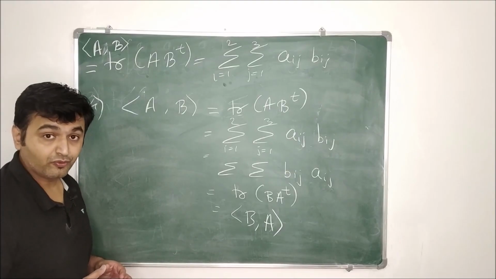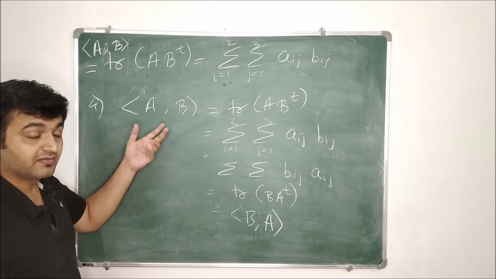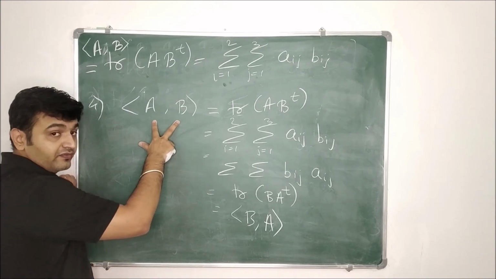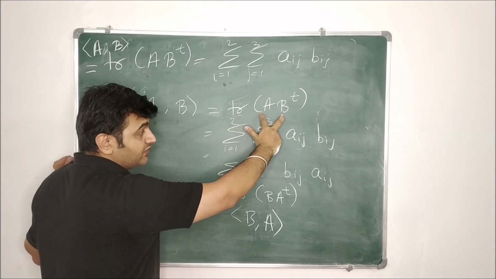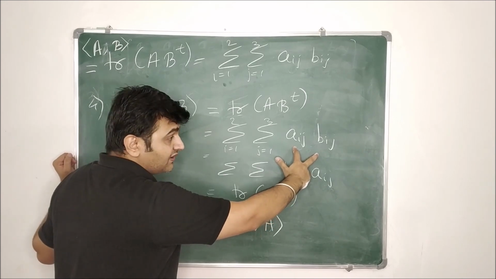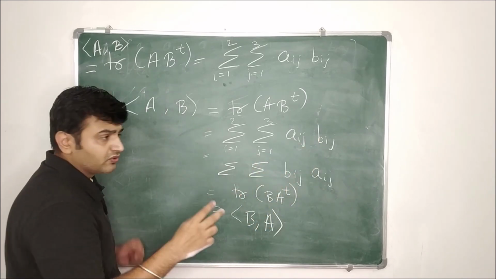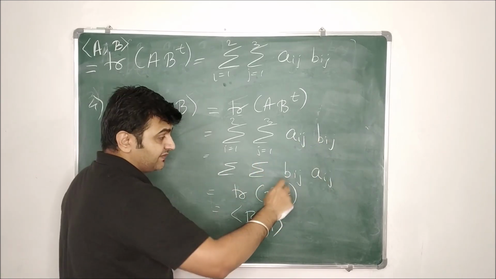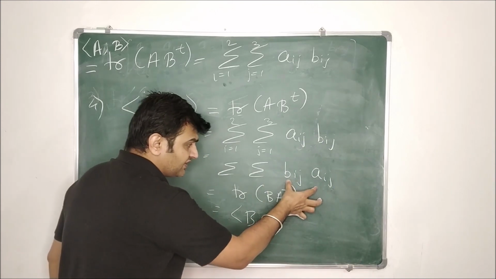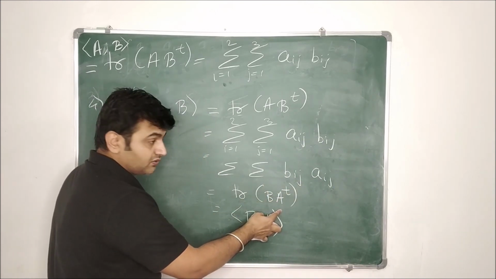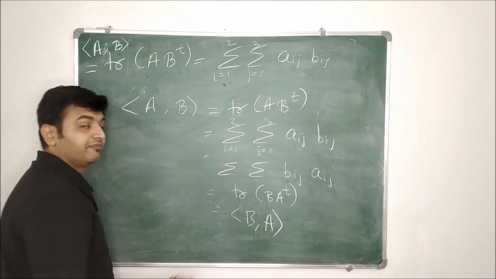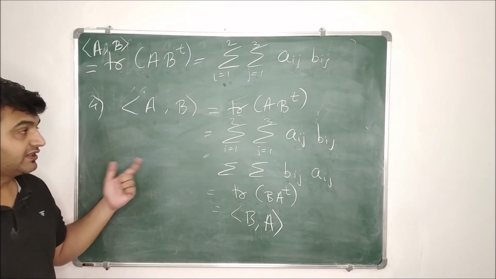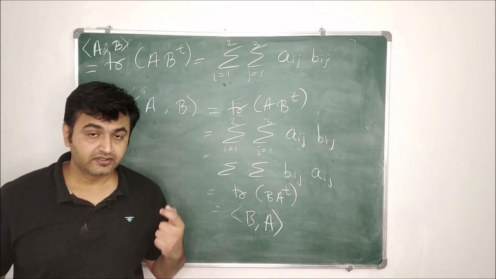Now let's go for the fourth property, which is the symmetry. Okay, so inner product of A comma B is what? Trace of A B transpose, but this is nothing but Aij into Bij, and these are real numbers, so they commute. So Aij Bij is the same as Bij Aij. But what is this? This is trace of B A transpose, which is nothing but inner product of B comma A. So this inner product also satisfies the symmetry property.